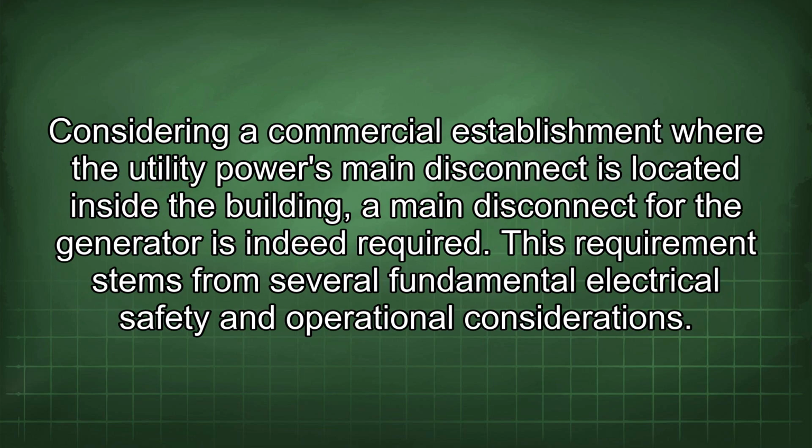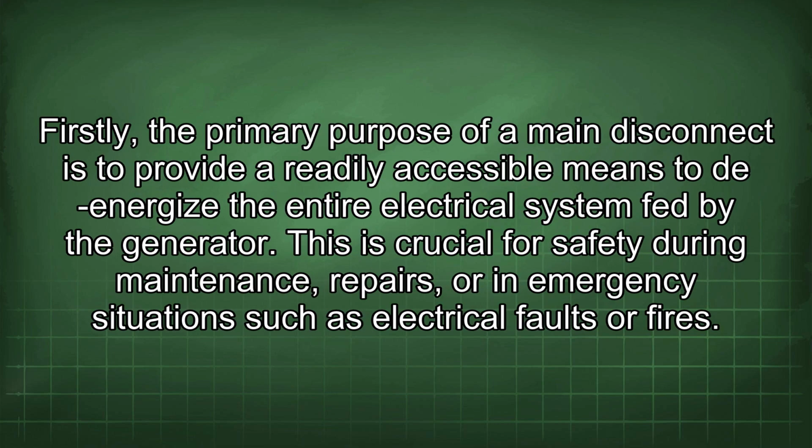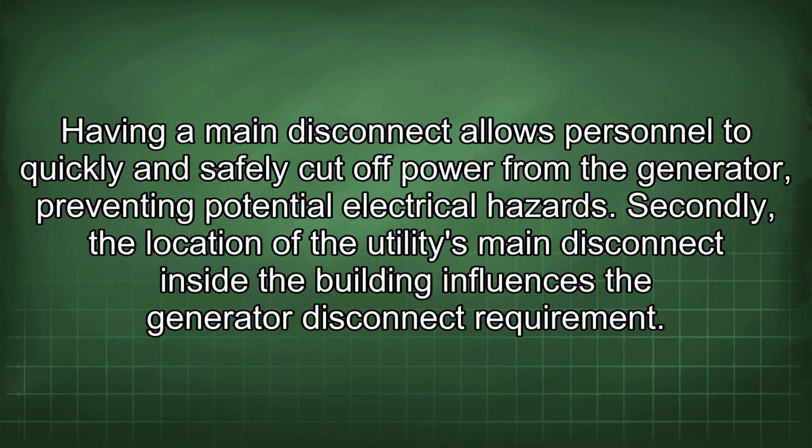Considering a commercial establishment where the utility power's main disconnect is located inside the building, a main disconnect for the generator is indeed required. This requirement stems from several fundamental electrical safety and operational considerations. Firstly, the primary purpose of a main disconnect is to provide a readily accessible means to de-energize the entire electrical system fed by the generator. This is crucial for safety during maintenance, repairs, or in emergency situations such as electrical faults or fires. Having a main disconnect allows personnel to quickly and safely cut off power from the generator, preventing potential electrical hazards.